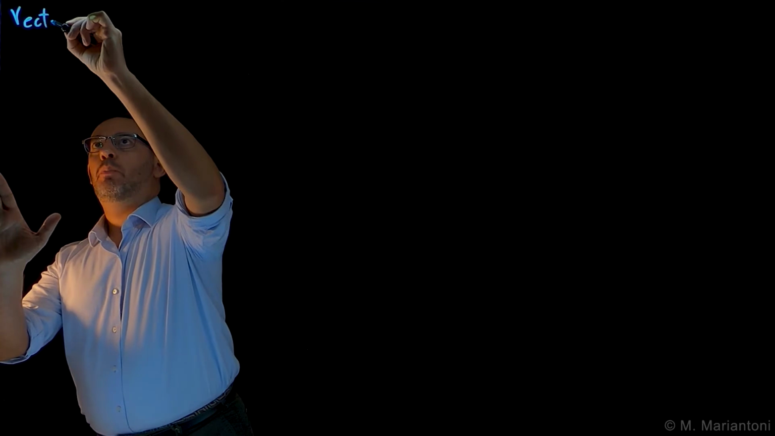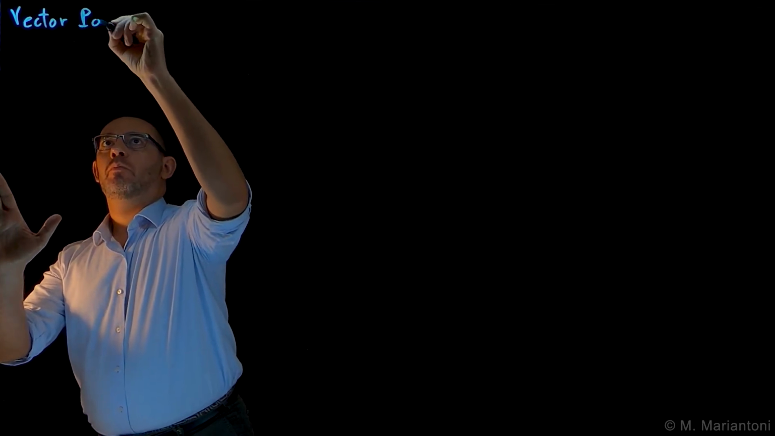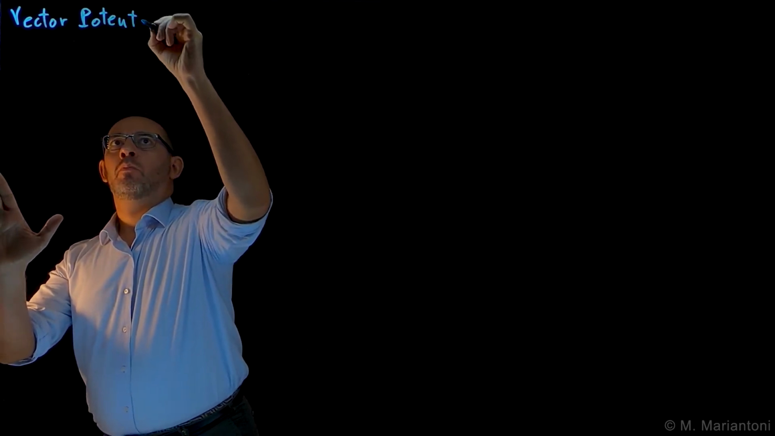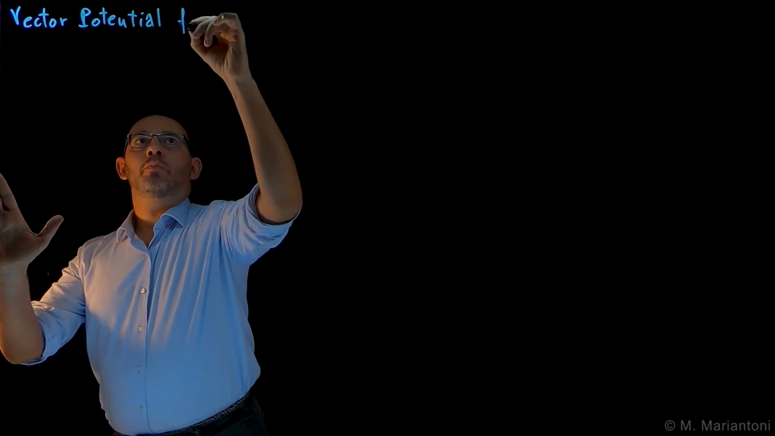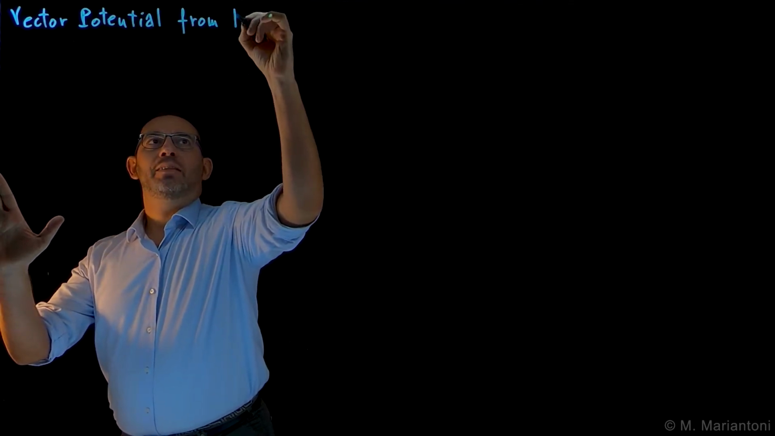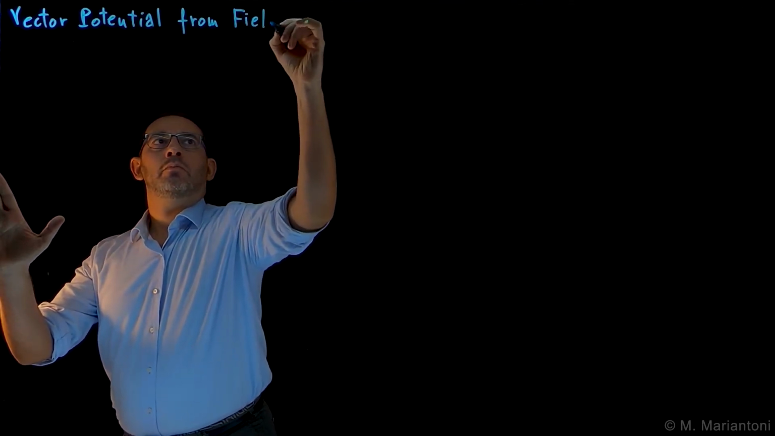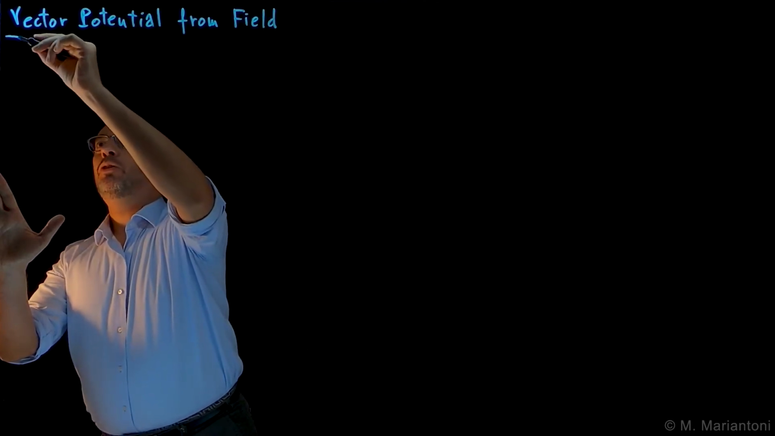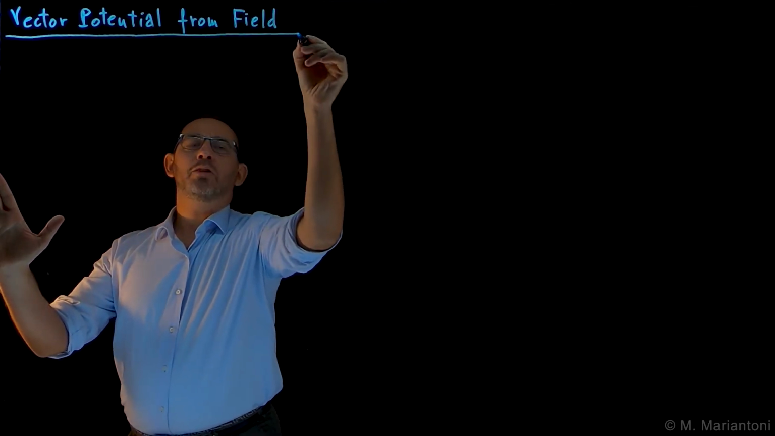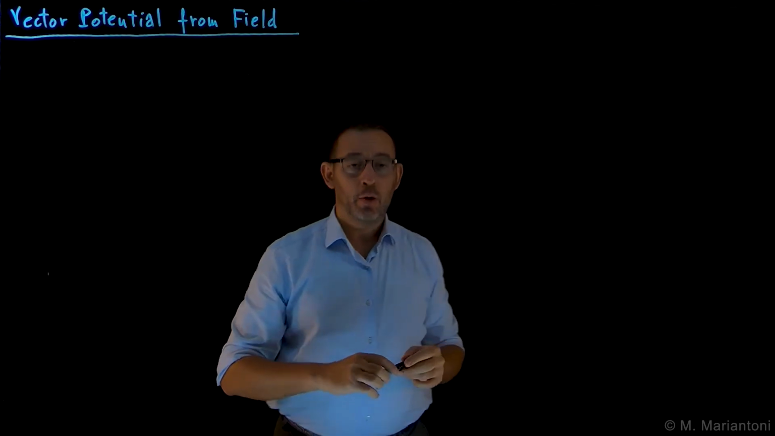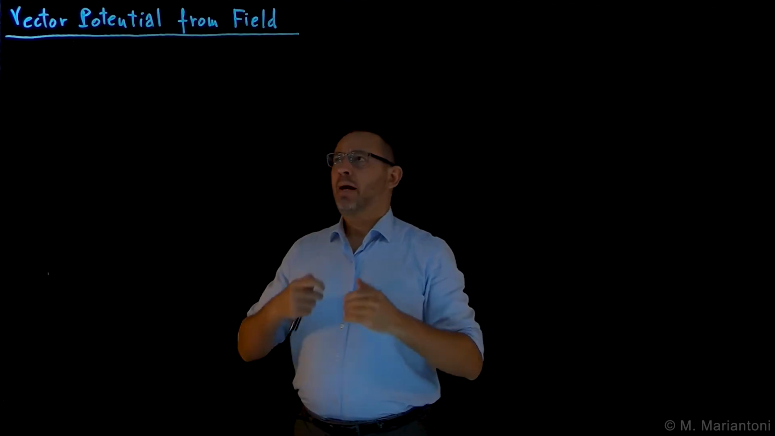The name of this video is Vector Potential from Field. In fact, we are going to discuss the vector potential A associated with a magnetostatic field B.